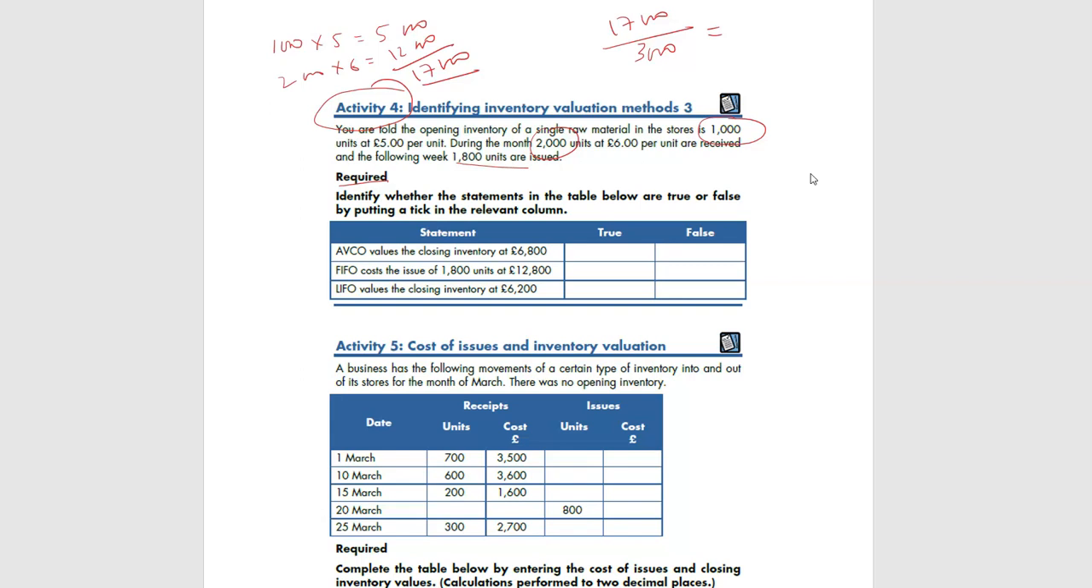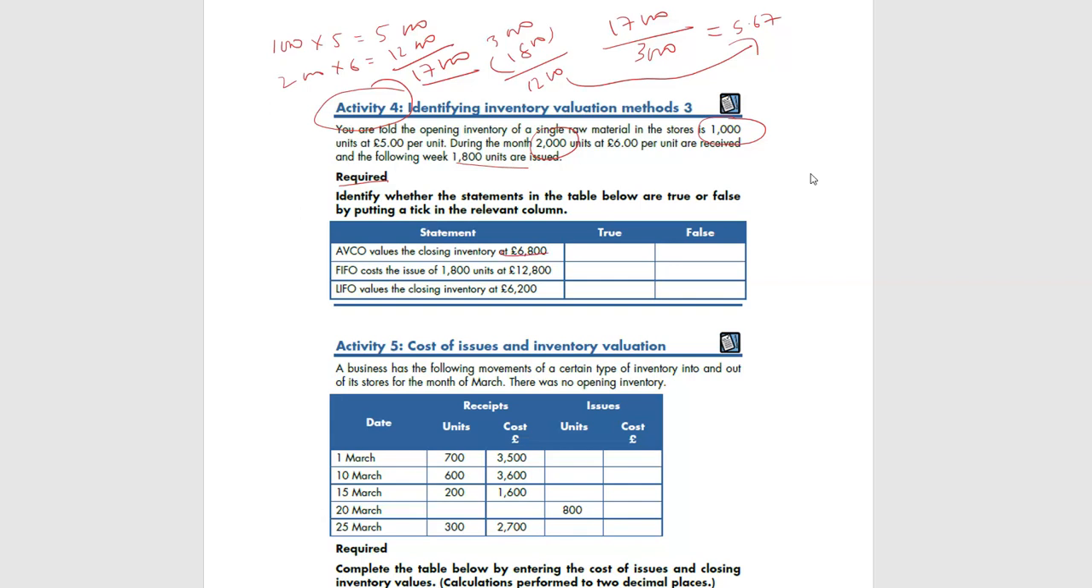Now, how many closing inventory units do I have? From the 3000 units, 1000 plus 2000, if I issue 1800, how many units are left? 3000 minus 1800 gives me 1200 units left, and 1200 times 5.67 gives me 6,800. So let's tick this one, and this one will be true. So the AVCO closing inventory value is 6,800. Then move to the next one.